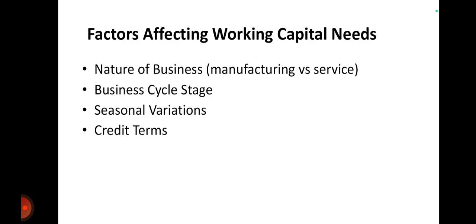Next is seasonal variations. According to the season, the working capital requirement is different. With seasonal products, the working capital requirement is high, and in the off season, the requirement is less. Then credit terms: it is the management's decision how much credit to take from suppliers and provide to debtors. It will affect the working capital needs of the business.